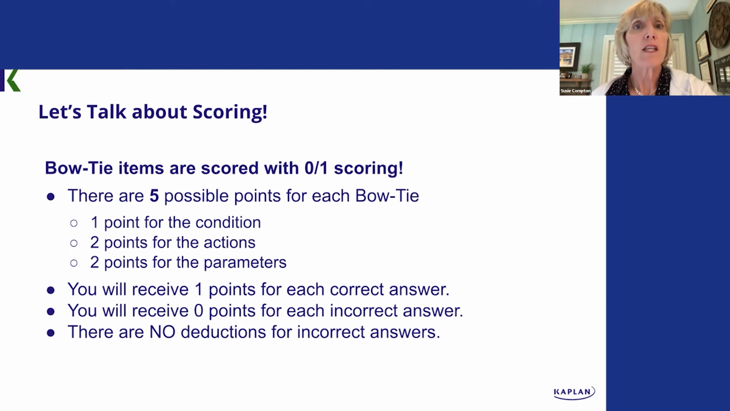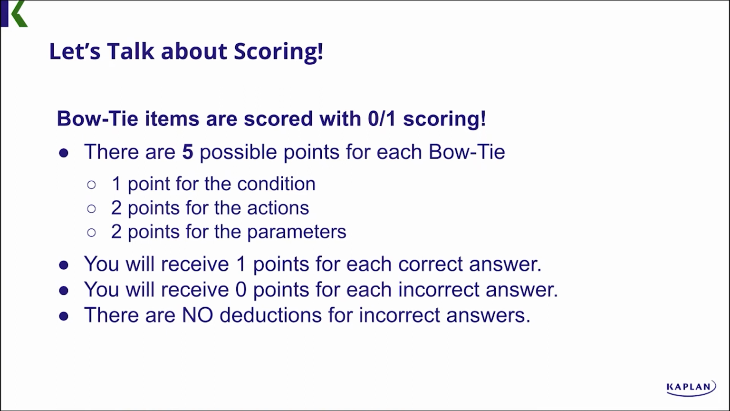There are 5 possible points for each bow tie. A point for the condition and 2 points each for the actions to take and the parameters to monitor. With 0-1 scoring, you receive 1 point for each correct answer. You receive 0 points for each incorrect answer, and there are no points deducted if you choose an incorrect answer.